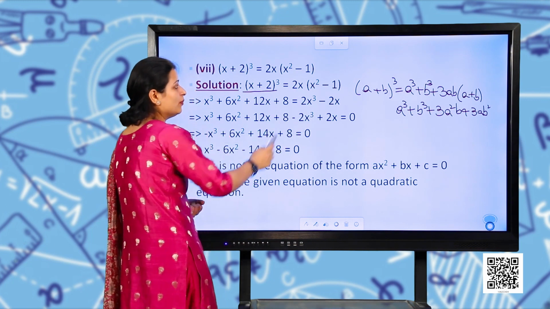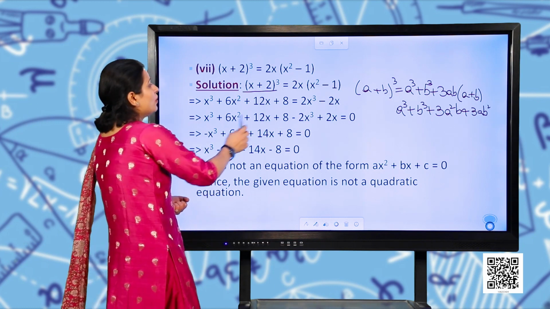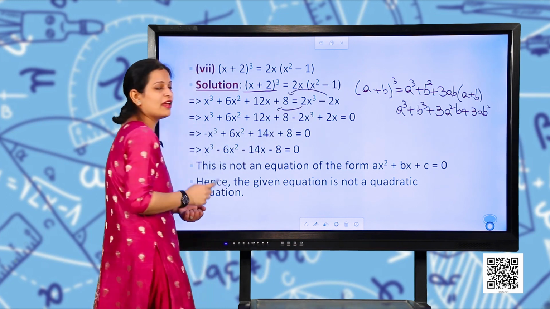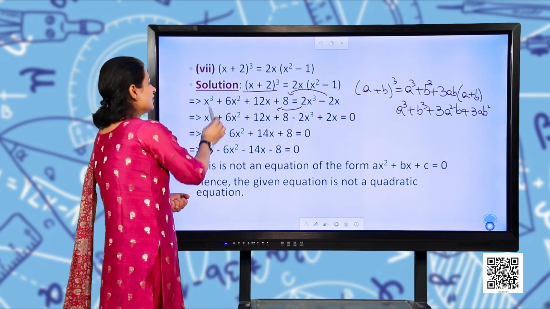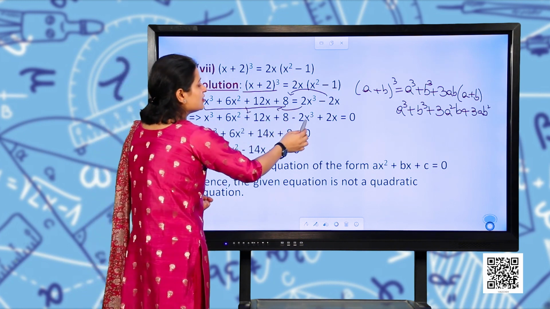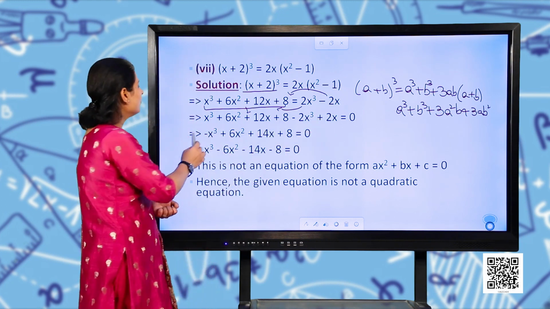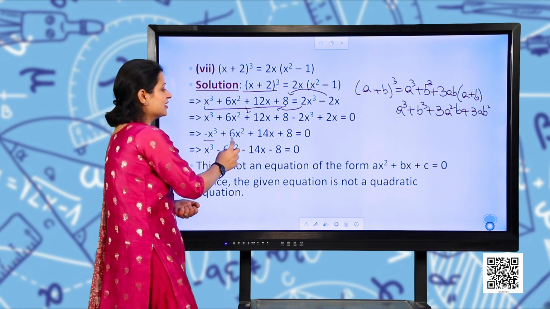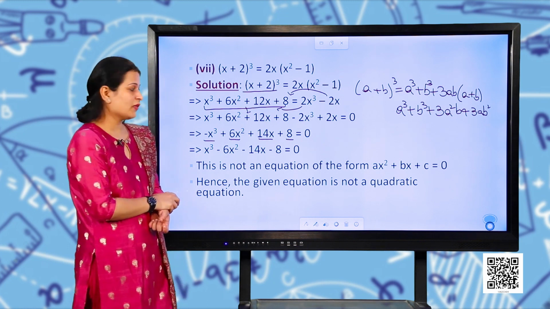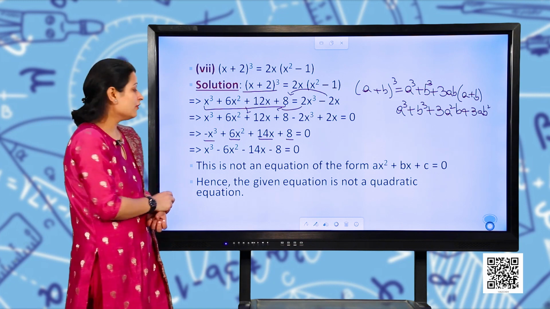square, which is 2x cube, and 2x into minus 1 is minus 2x. Now transposing 2x cube and minus 2x to the left hand side, you will get minus 2x cube plus 2x. After solving this, you will get minus x cube plus 6x square plus 14x plus 8 equals 0. Now this is negative, you can convert this into positive.